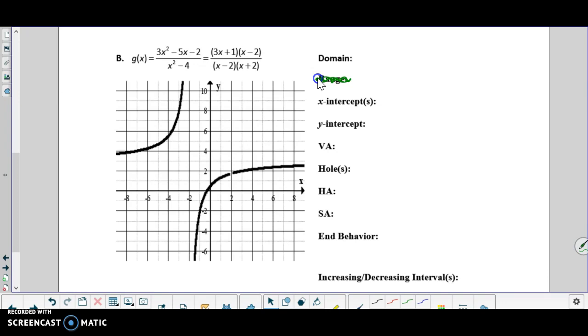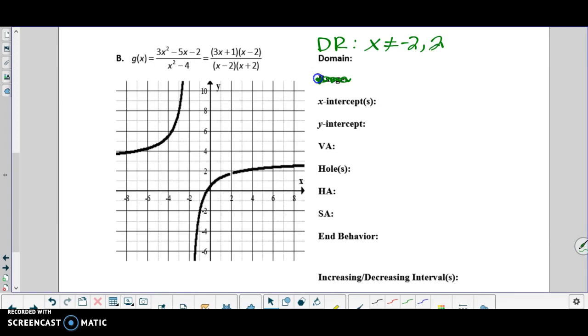Alright, so let's recap. Can we find domain? Do we know how to find it so far? Yes. We have to find what first to do it. They've already factored it for me, so thank God. How do I find domain? What are my domain restrictions here? Let's go ahead and just list them. X cannot equal -2 and +2. So go ahead and write the domain really quick. What would be the domain?